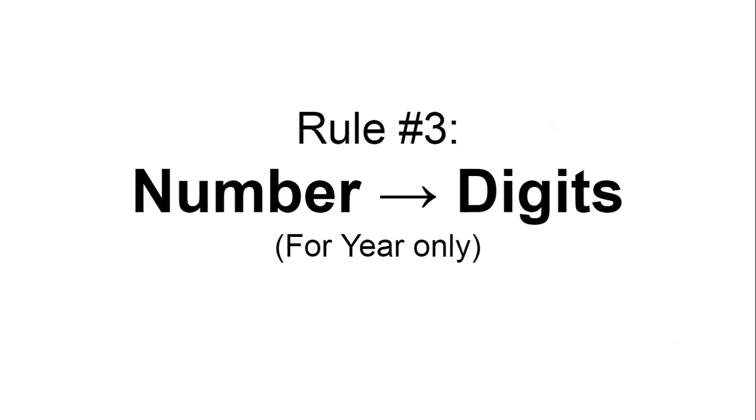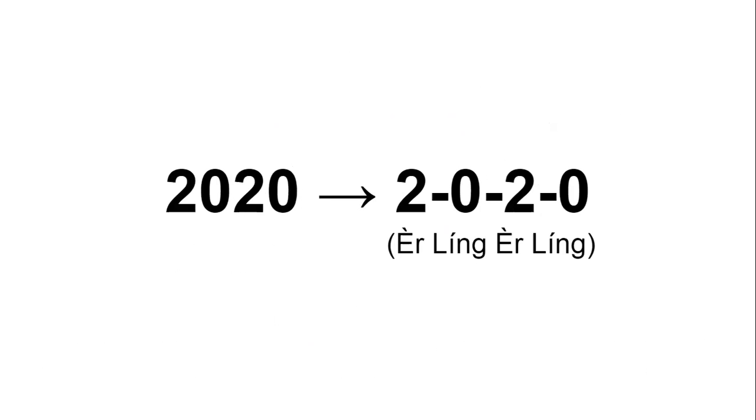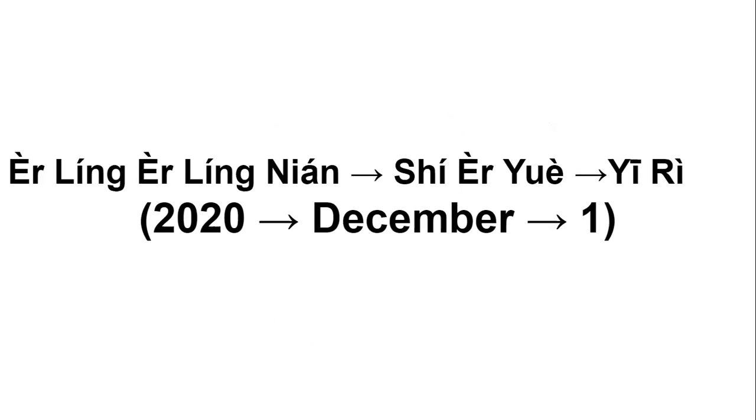Now lastly, we apply rule number 3. Because our example has a year time element, we separate the numerical value of this year into each digit. So 2020 becomes 2020. So if we put all of that together from year, month, and day, December 1, 2020, which is our example, becomes 2020年十二月一日.